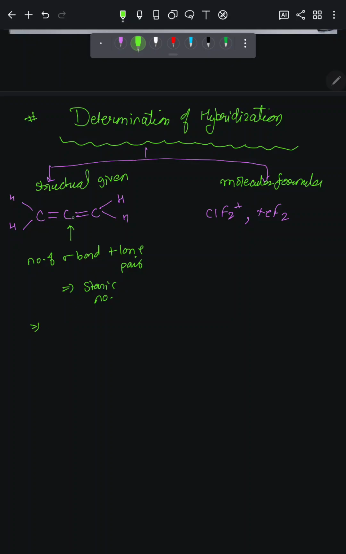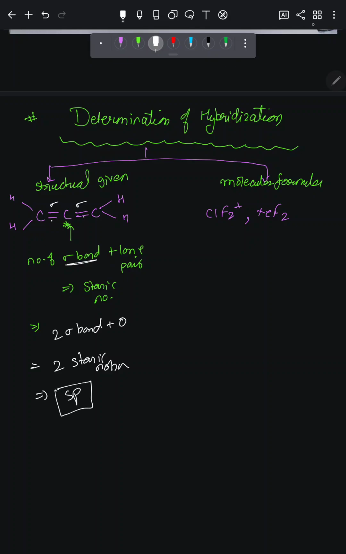So for this carbon, the number of sigma bonds will be 1, 2, and the double bond has a pi. 1 pi and 1 sigma are present, so 2 sigma bonds plus how many lone pairs are present on carbon? We don't have any lone pair on carbon, so 0. So 2 is the steric number, and its hybridization will be sp, so it is sp hybridized.